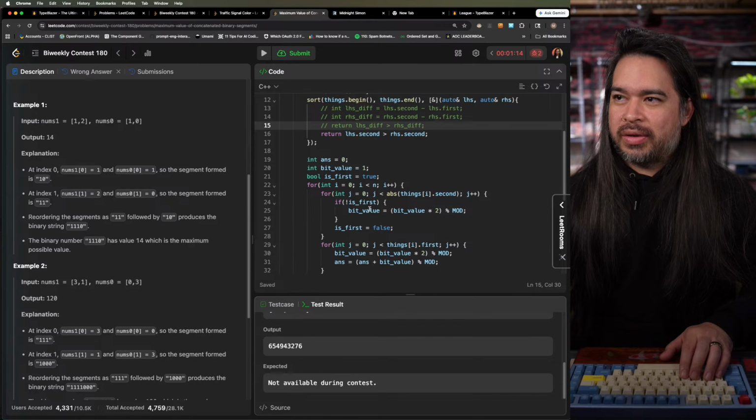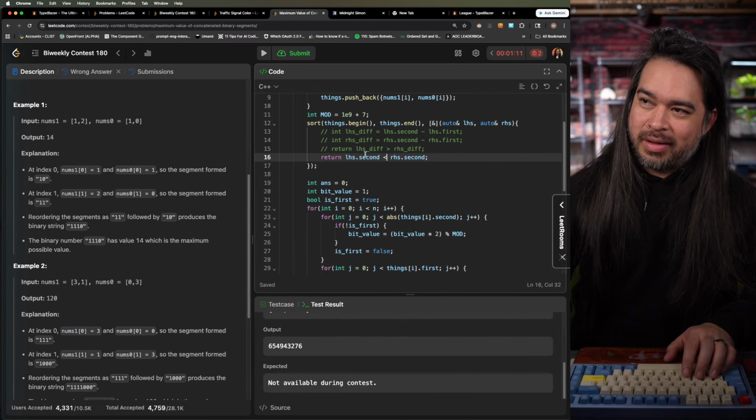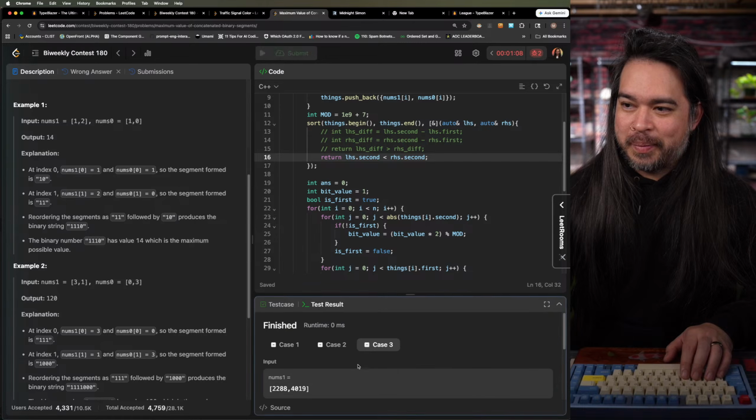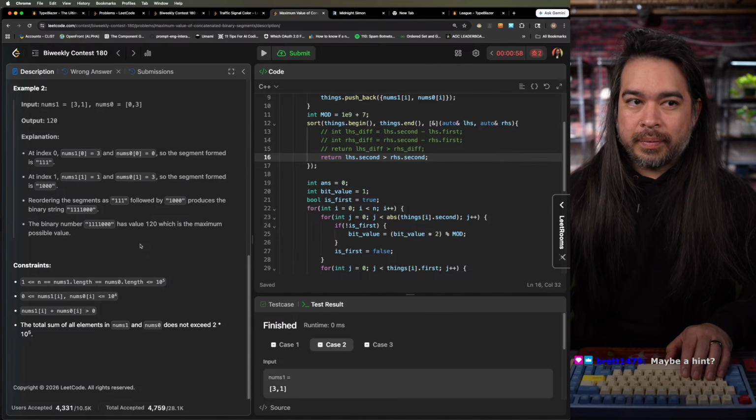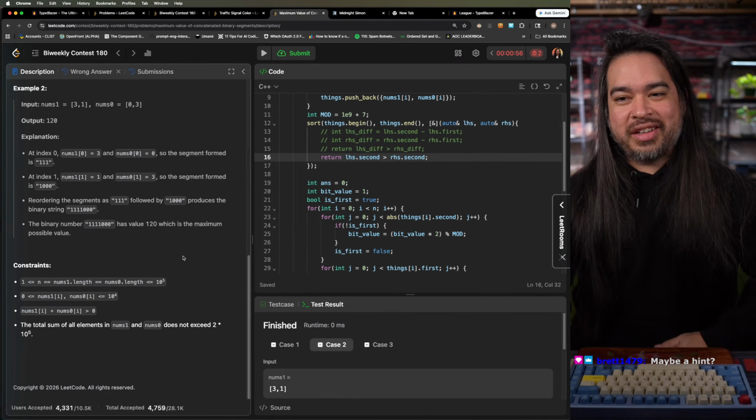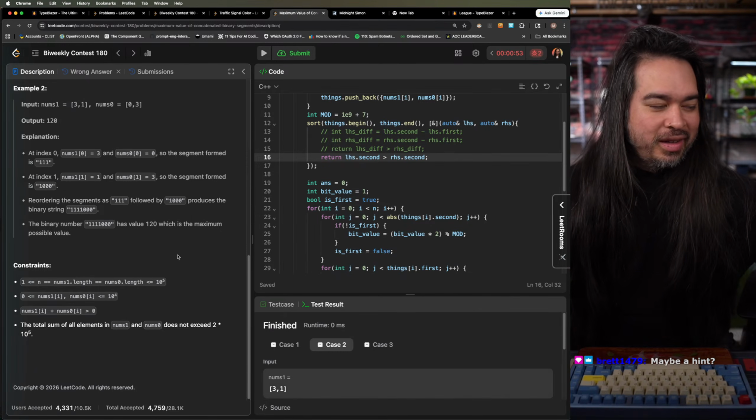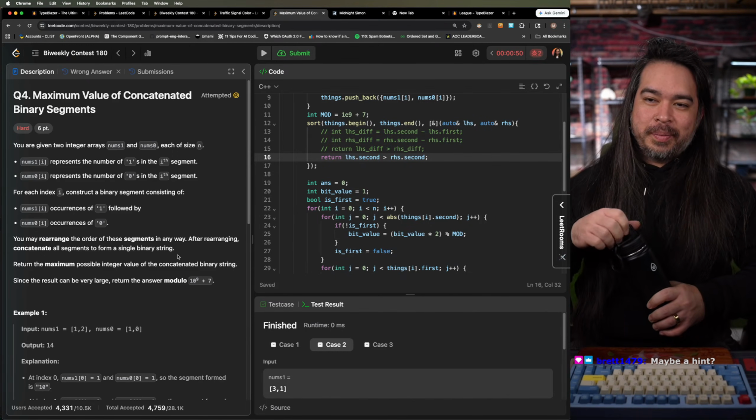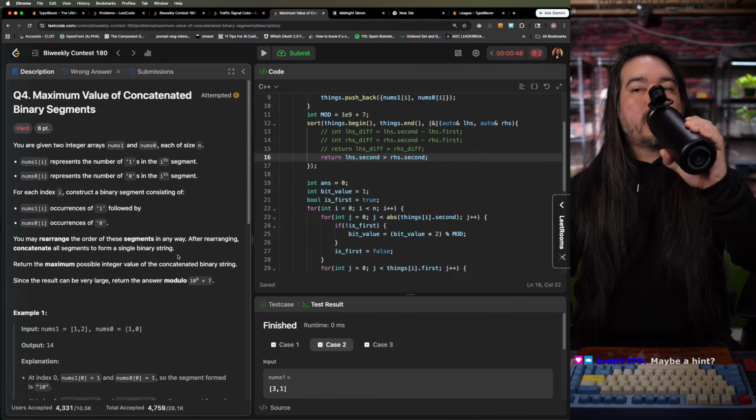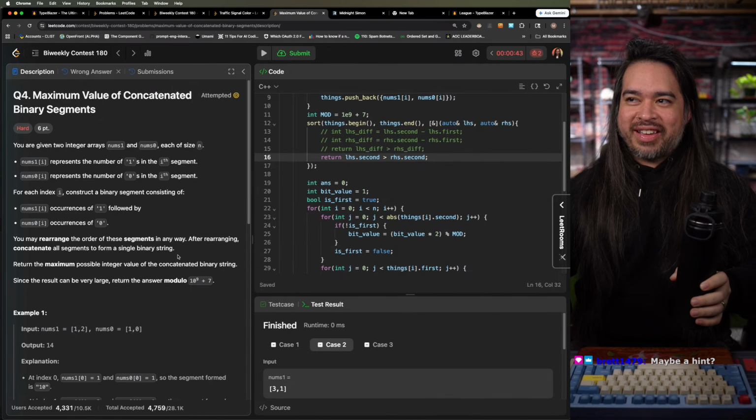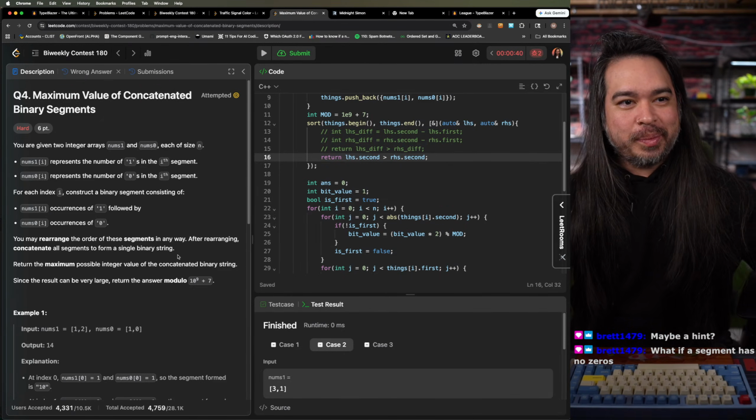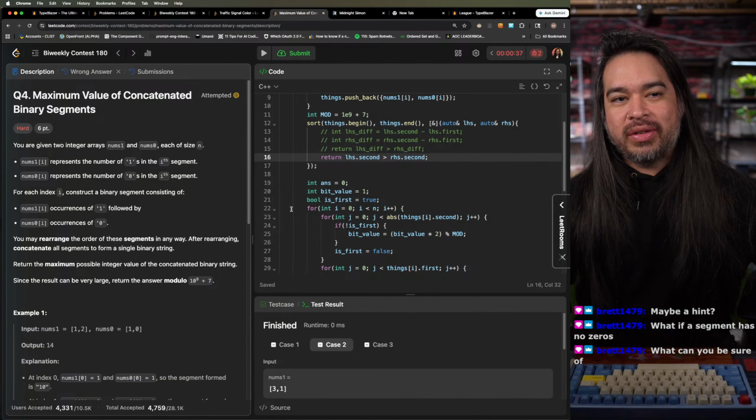So this one is, I don't know what to do, man. I can't figure this one out. Yeah, I'll take a hint for sure. I feel like I've thought about all the ways to sort. What if a segment has no zeros?